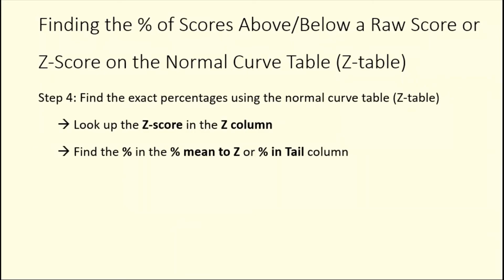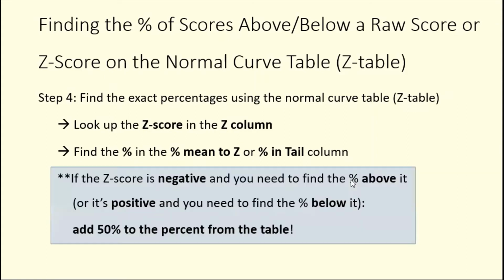Step 4, we're going to find the exact percentage using the normal curve table. To do that, we're going to look up the z-score in the z column, and then we're going to find the percent. We have to figure out for ourselves whether we need to use the mean to z column or the percent in tail column. And that's going to depend on the situation. I'll show you 2 different examples of this so that you can see this in action.